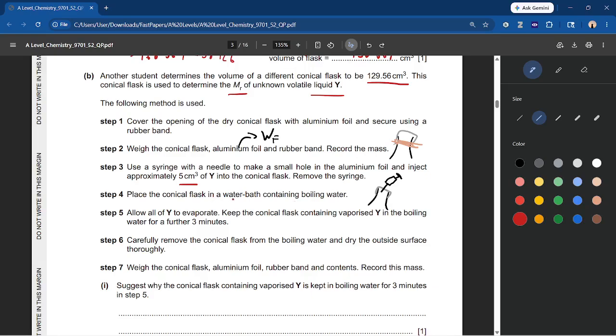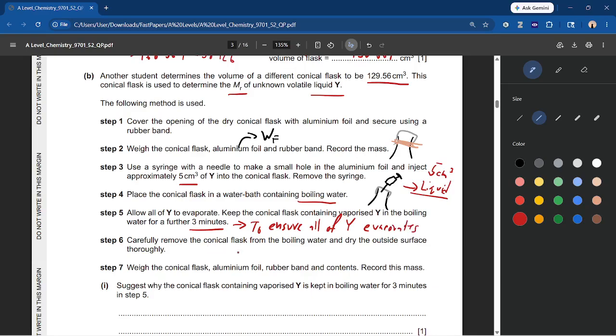Place the conical flask in a water bath containing boiling water. So remember, Y over here is a liquid. So you're putting in 5 centimeter cube of the liquid. Allow all of Y to evaporate. Keep the conical flask containing vaporized Y in the boiling water for a further 3 minutes. This is to ensure that all of Y evaporates.